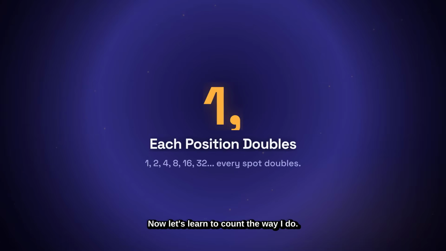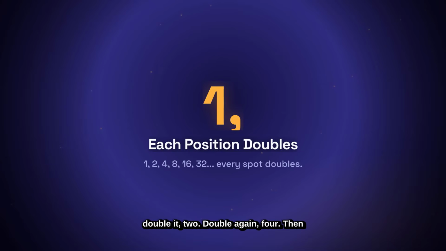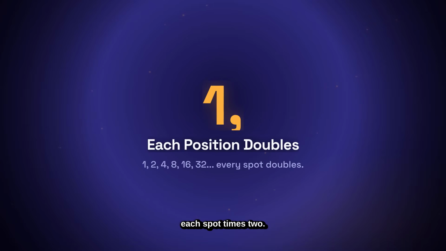Now let's learn to count the way I do. Here's the rule that unlocks everything. Every position doubles the one before it. Start at the right with 1. Next spot, double it, 2, double again, 4, then 8, 16, 32. In our normal numbers, each spot times 10. In binary, each spot times 2.